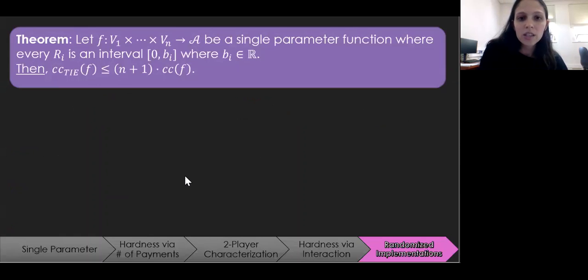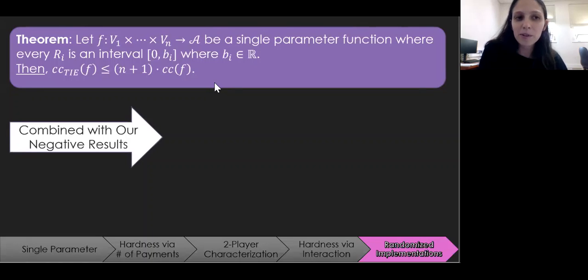Okay, so this is the theorem that we want to prove. It says that if the private information of each player is taken from an interval, then a truthful in expectation mechanism can be computed by n+1 calls to the protocol of the function.